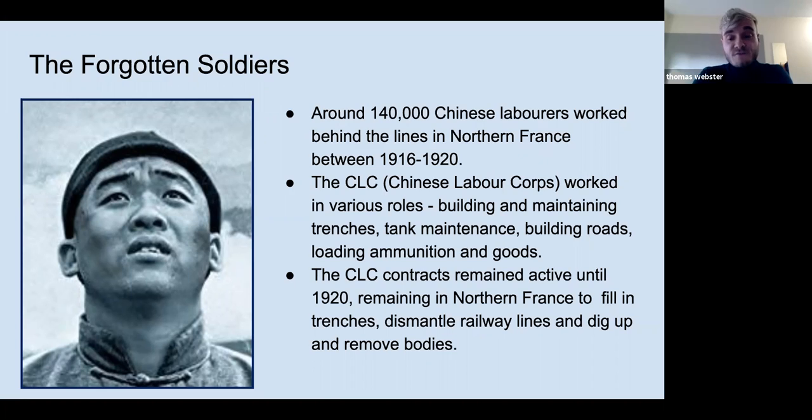And it's really important to notice that the CLC's contracts remained active until 1920, so after the end of the war, remaining in northern France to fill in trenches, dismantle railway lines, and dig up and remove bodies.